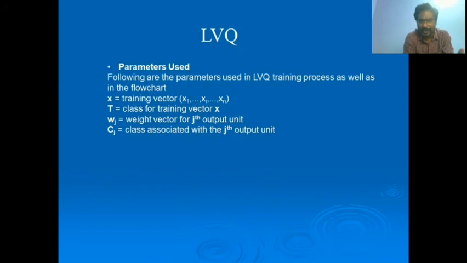Here are the parameters used in the training process of LVQ, which we use in the flow chart. These are the following parameters: X, T, W of j and C of j. X represents the training vector, which varies from x1 and x of i up to x of n. T represents the class for the training vector X, and W of j is the weight vector for the jth output unit. C of j is the class associated with the jth output unit.